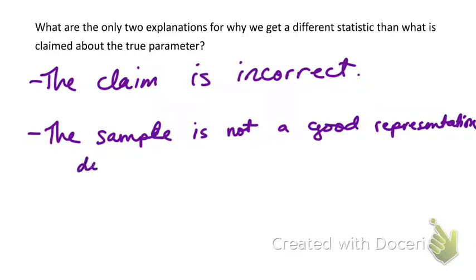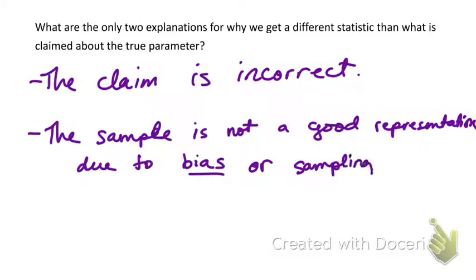And this could be due to bias. So that would be kind of our fault. If we took a biased sample, that's kind of like tampering with evidence in a trial. You don't want to do that. That's really bad. The sample's not a good representation due to bias or basic old sampling variability.